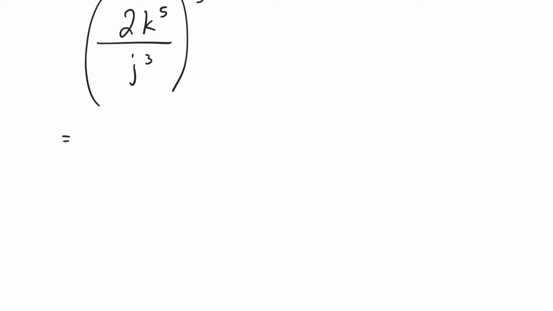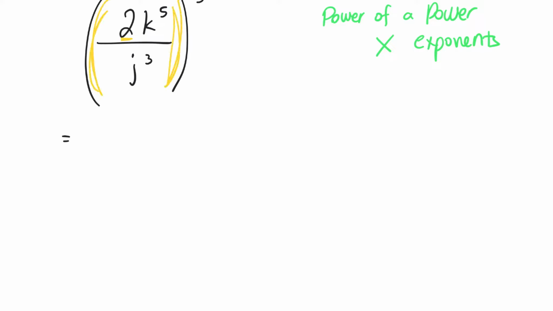Okay, for this question, we have (2k^5 / j^3), and it's all of this to the power of 3. So for this question here, we actually have a power of a power, and we know we need to multiply the exponents, right? So it's everything inside the bracket, everything inside this bracket to the power of 3. So don't forget that there's an invisible power of 1 here.